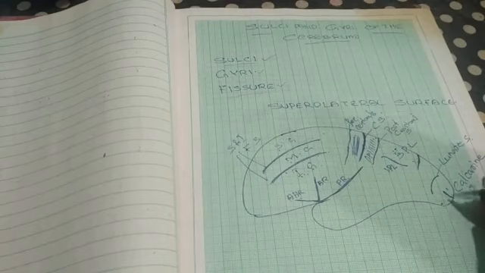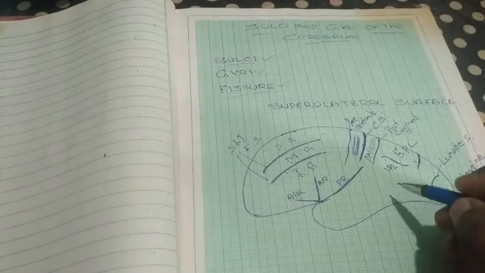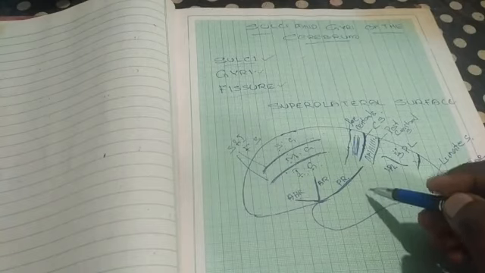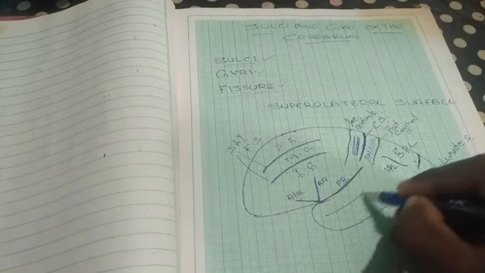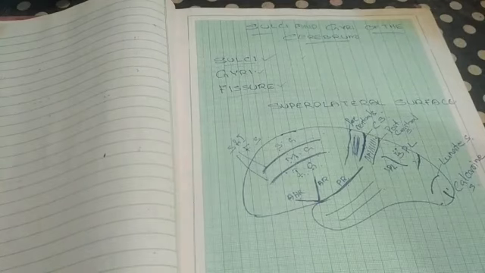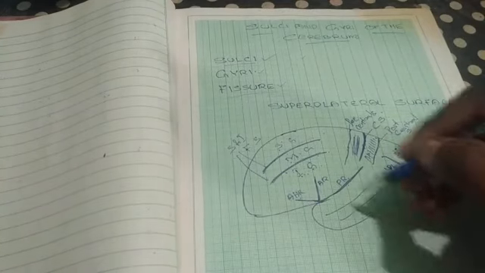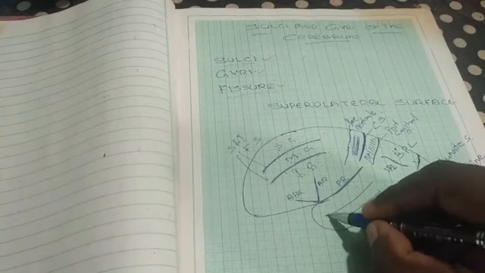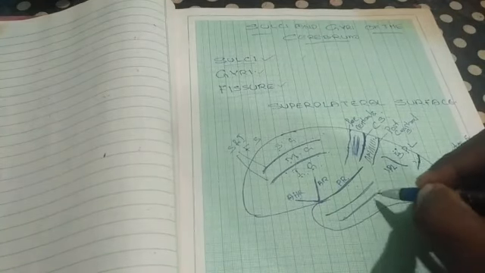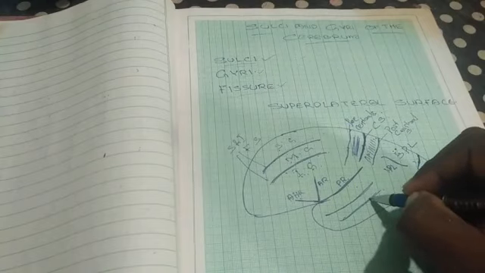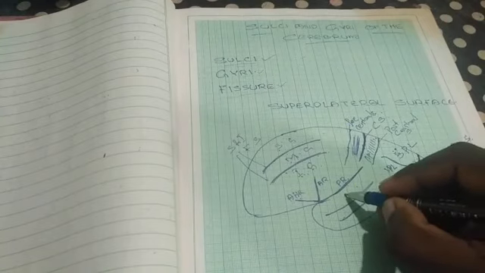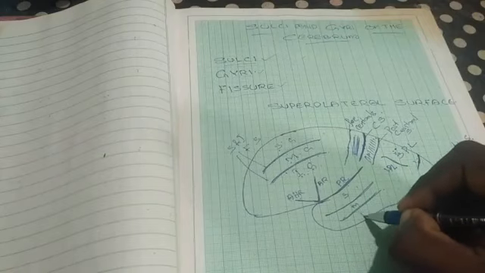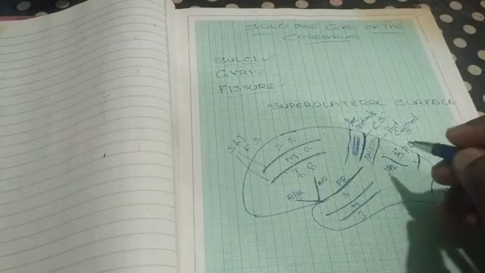Then the sulci and gyri on the temporal lobe: there are two sulci that divide the temporal lobe into three. The sulci are the superior and inferior temporal sulci, and they divide the area into the superior, middle, and inferior temporal gyri.